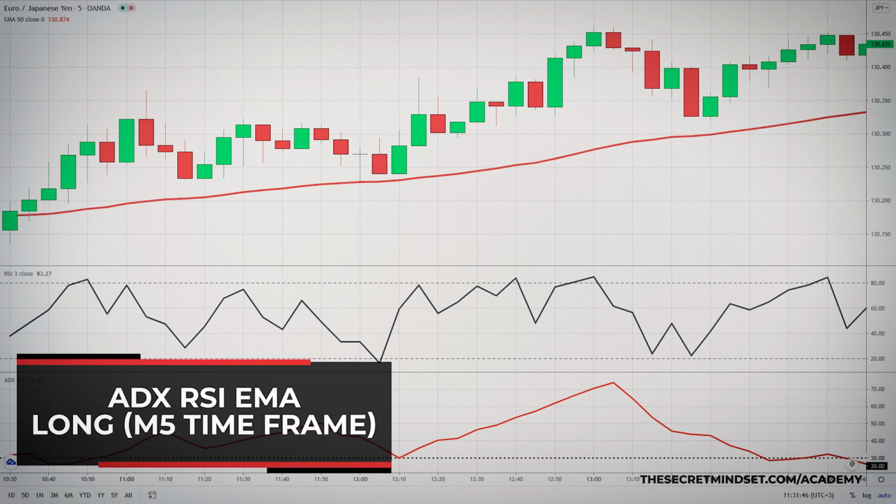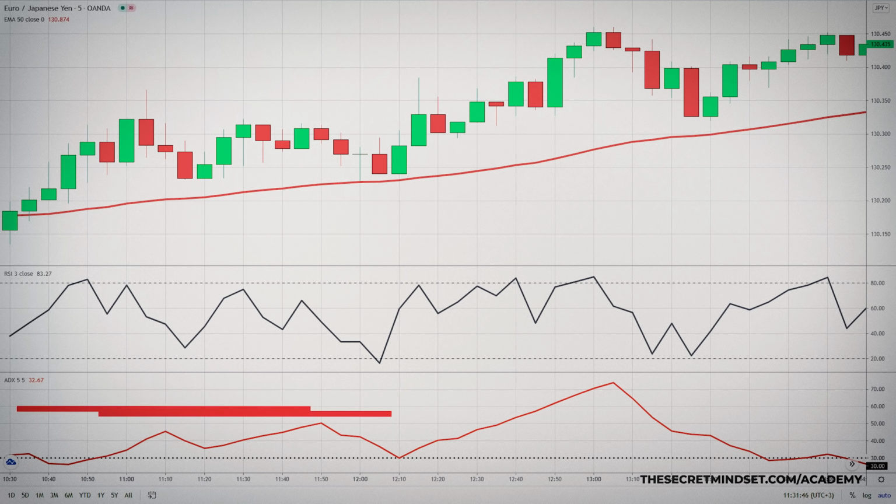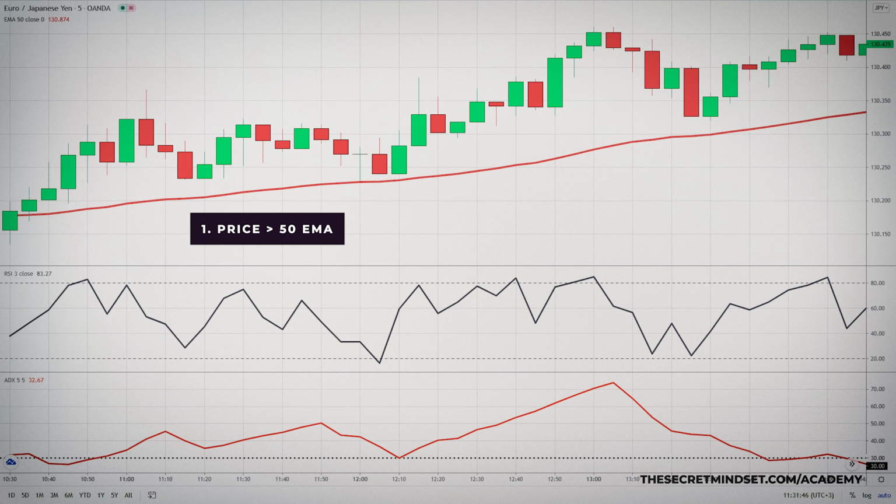Here's an example on the 5-minute time frame. By the way, this is the time frame I use and brought me the best results. First, we identify the trend using the 50 EMA. We see the trend is up as the price is above its moving average and the EMA is sloping upwards. Then, after we identify the trend, we look at the RSI to identify buying opportunities within the trend.